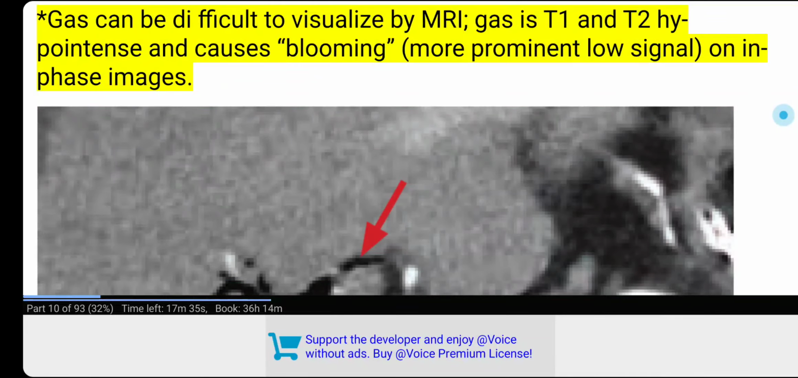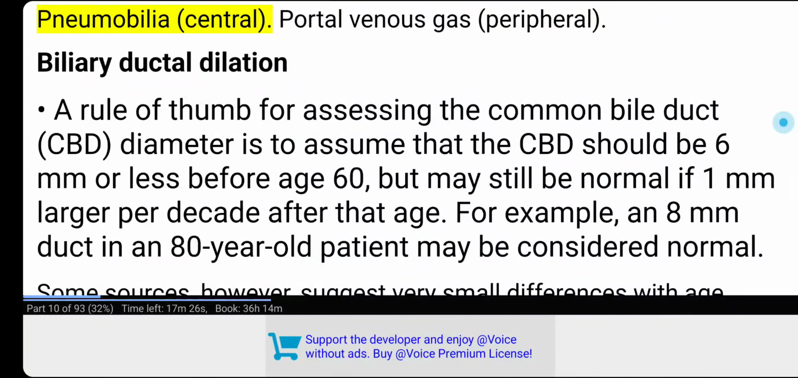Gas can be difficult to visualize by MRI. Gas is T1 and T2 hypointense and causes blooming, more prominent low signal, on in-phase images. Pneumobilia, central. Portal venous gas, peripheral.